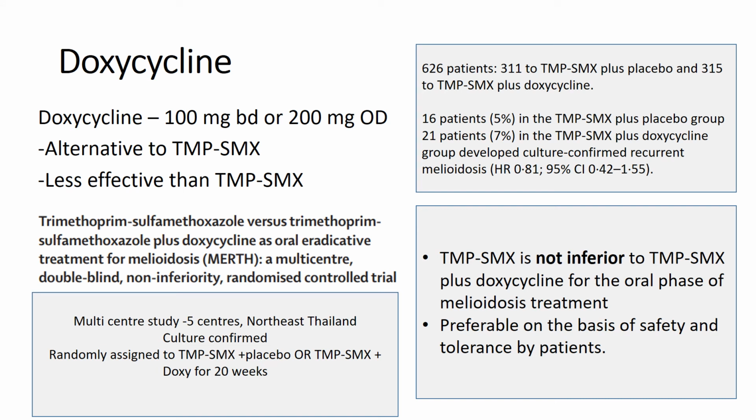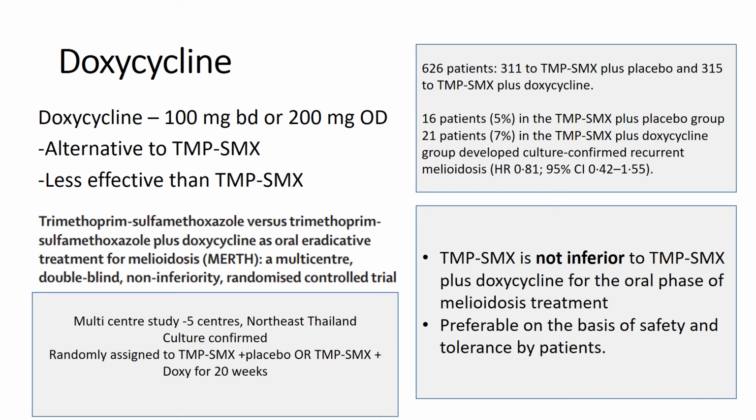So doxycycline, if it's used, has to be used at a dose of 100 milligrams twice a day or 200 milligrams once a day. It's actually an alternative to trimethoprim sulfamethoxazole. However, it is less effective than Bactrim.